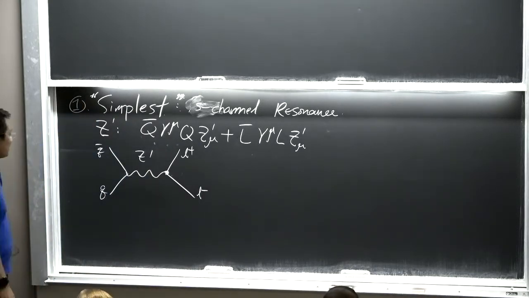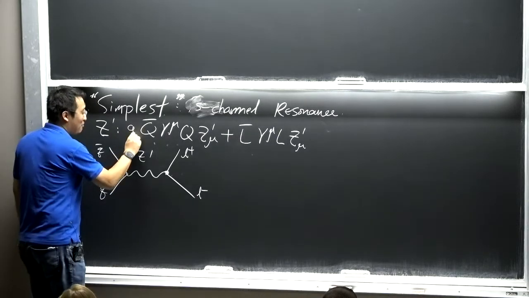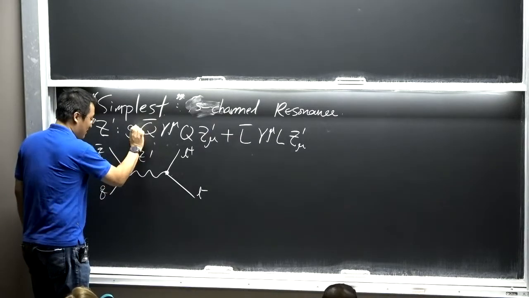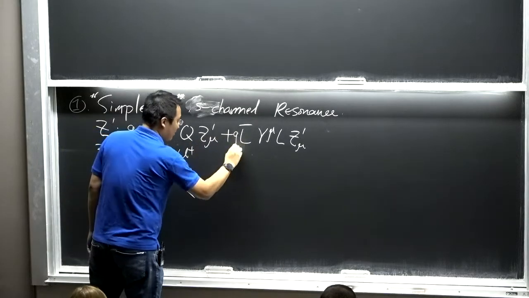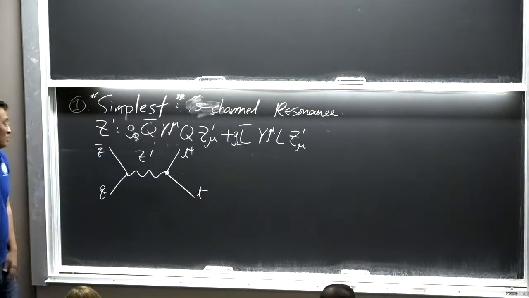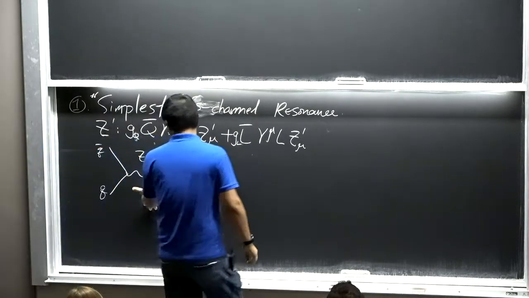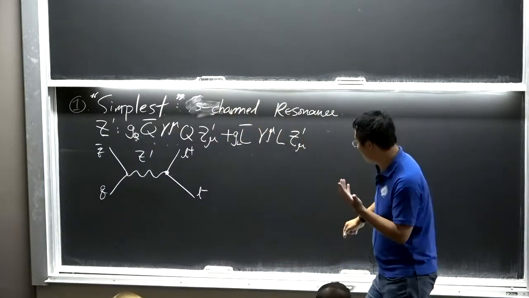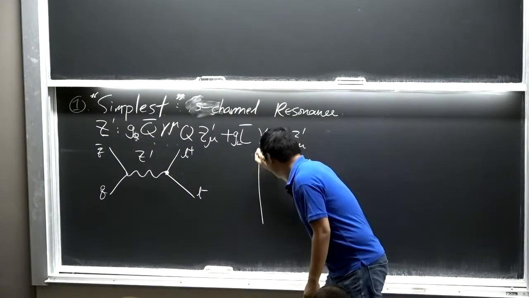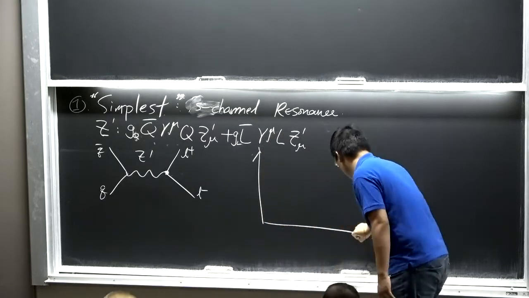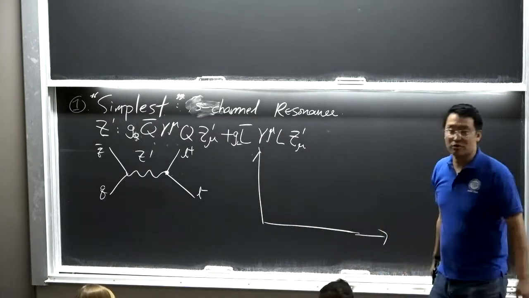Okay. Of course, let me write a coupling here, a GQ and a GL. Okay, good. So we are ready to discover this Z prime, right? Because we find the best search channel already. So what should we look for?